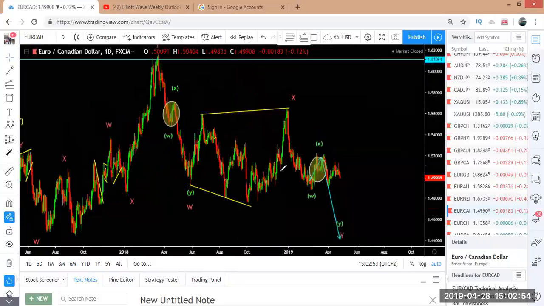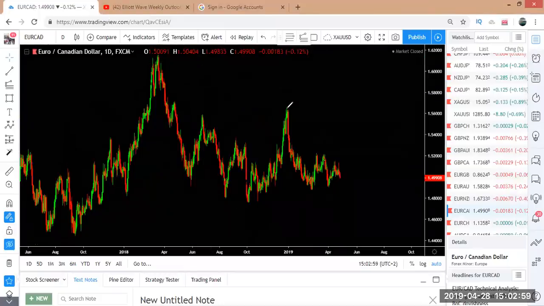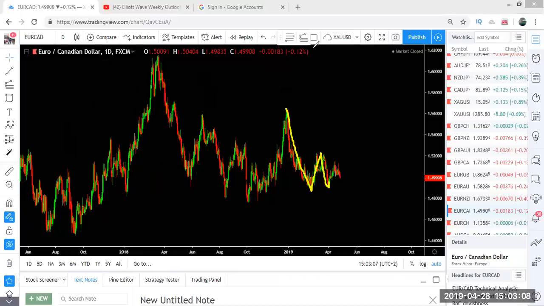So Euro CAD, let's switch off the labeling. We're gonna move down. Pulsing move up, pulsing move down. Let's do that with a different color. You got a pulse and a pulse. Now you got a move, a corrective structure. This corrective structure can come and retest the low here and come back up here and do this and come back up here until you get this structure. And that structure will be something like this. It will be this one internally here.